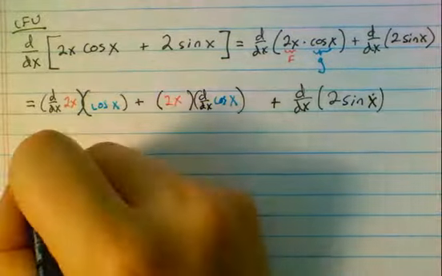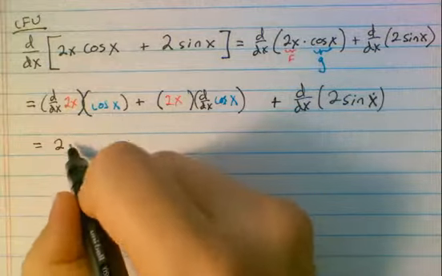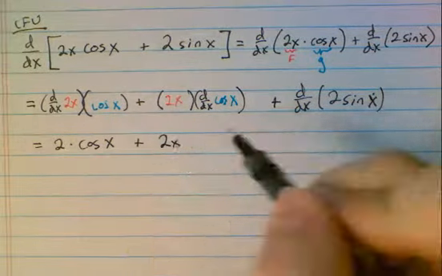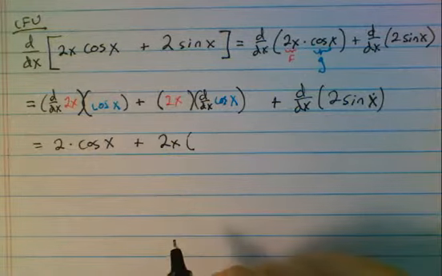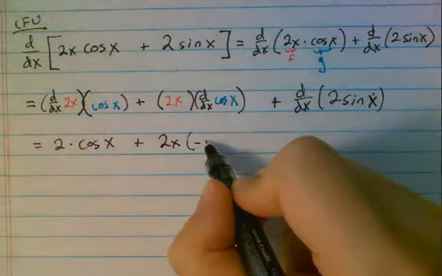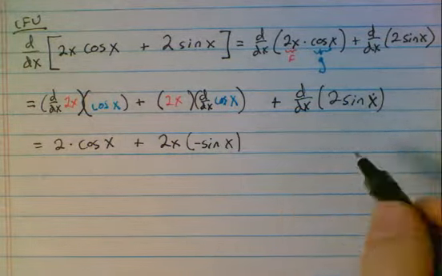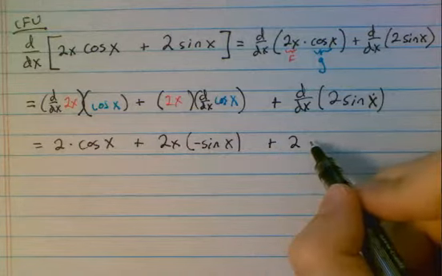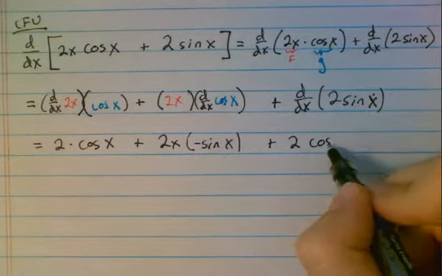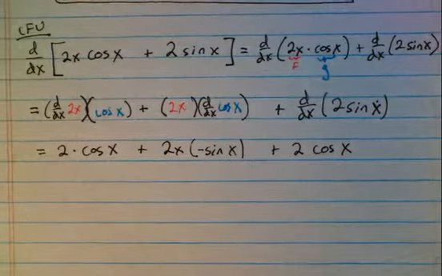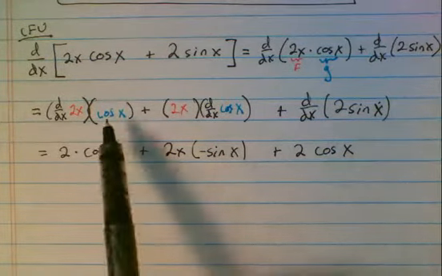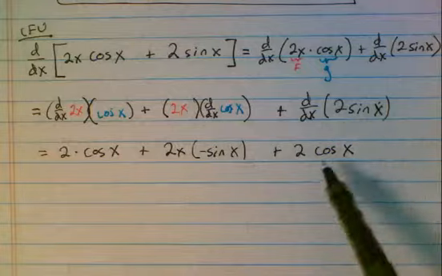Taking the derivative of 2x, that's just going to give me 2. Cosine of x is along for the ride. 2x is along for the ride. The derivative of cosine is negative sine. And then here this 2 is along for the ride. The derivative of sine is cosine. Be very careful about what you're taking the derivative of and what you're not. Here we're not taking the derivative, here we are.